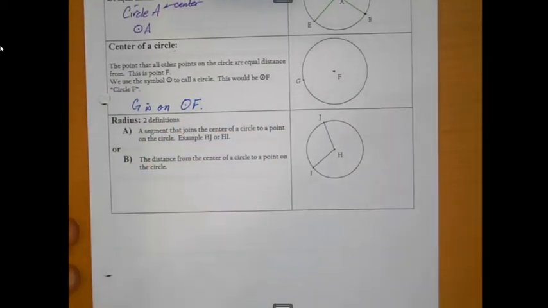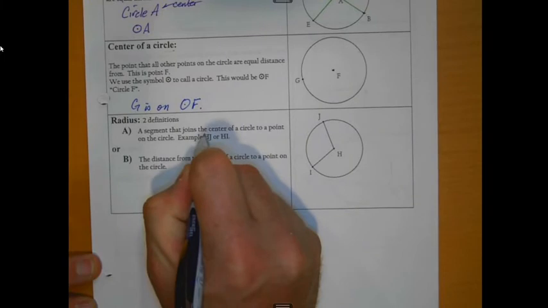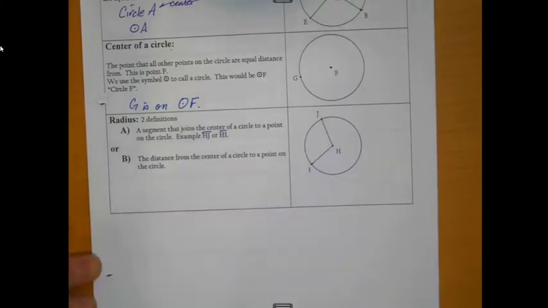All right. Radius. You've probably seen two definitions of a radius. Well, you may have seen only one. The first one is a segment that joins the center of a circle to a point on the circle. For example, you have HJ and HI. H to I, H to J. They are segments. We put the little bar over top, remember?